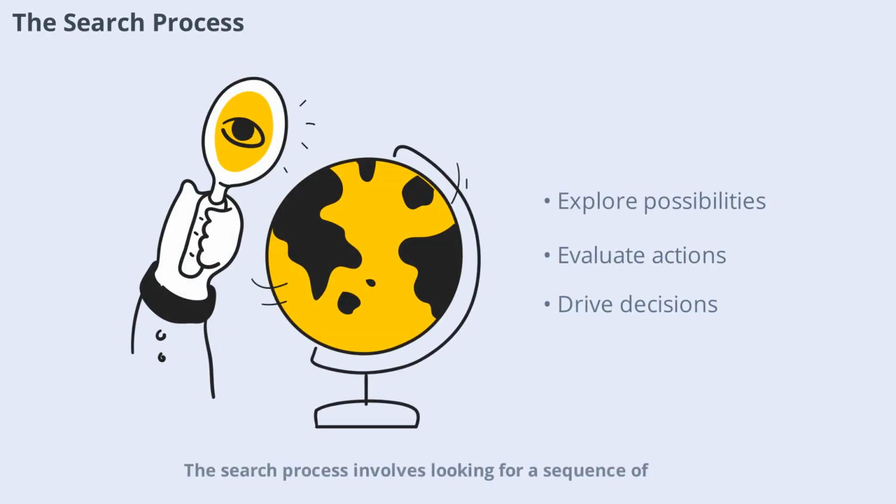The search process involves looking for a sequence of actions that leads from the initial state to the goal. This is where the agent explores different possibilities, evaluating each one based on its potential to achieve the desired outcome. The search process is the engine that drives intelligent decision-making.